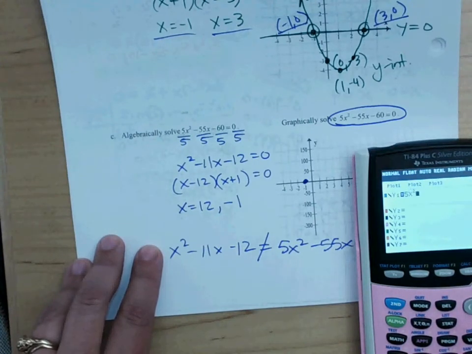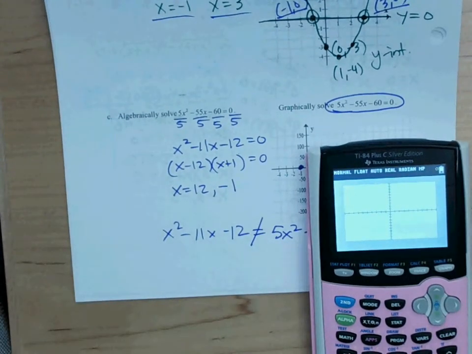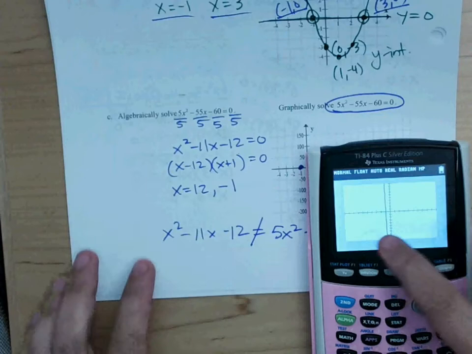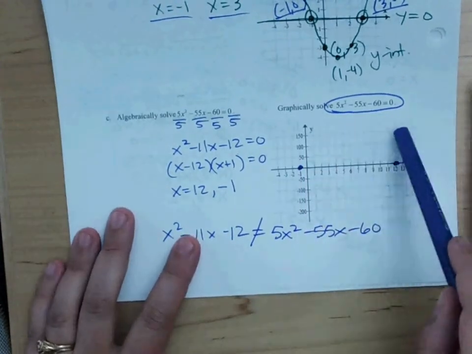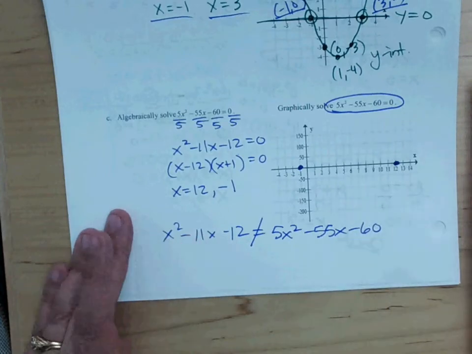5x squared minus 55x minus 60. If I push graph, I'm waiting. Huh, I don't see the graph. Oh wait, I can't really see what this picture looks like. And that's because of the window, okay? Notice that your window right here actually gives you a clue as to how to set up the window.